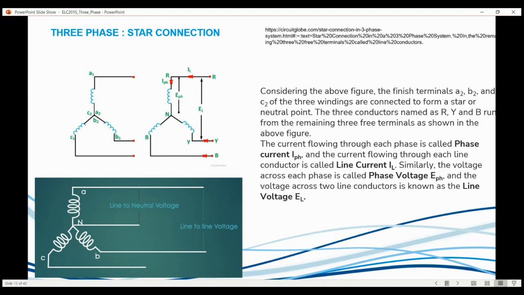So what's important to note is there are 2 different voltages or currents. One would be the line current between the 2 points there, A and B, or R and Y, which would be called your line, and then from A to N, which is on the line to the neutral, which is also called phase, right? Phase voltage, phase current corresponds to each other. We'll talk about that.